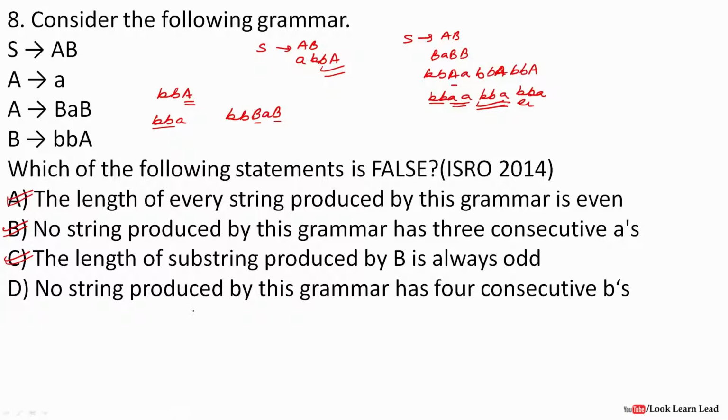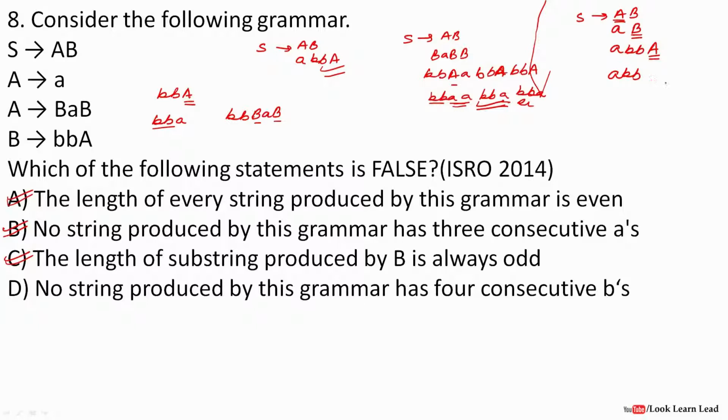No string produced by the grammar has 4 consecutive B's. So now let's see if the string produced by the grammar has consecutive B's or not. Suppose we have S is AB. So in place of A I have written A, B is same. So I have changed this B. Now I would be changing this B. It is A, B, B, A. Now I will be changing this A. We have A, B, B.